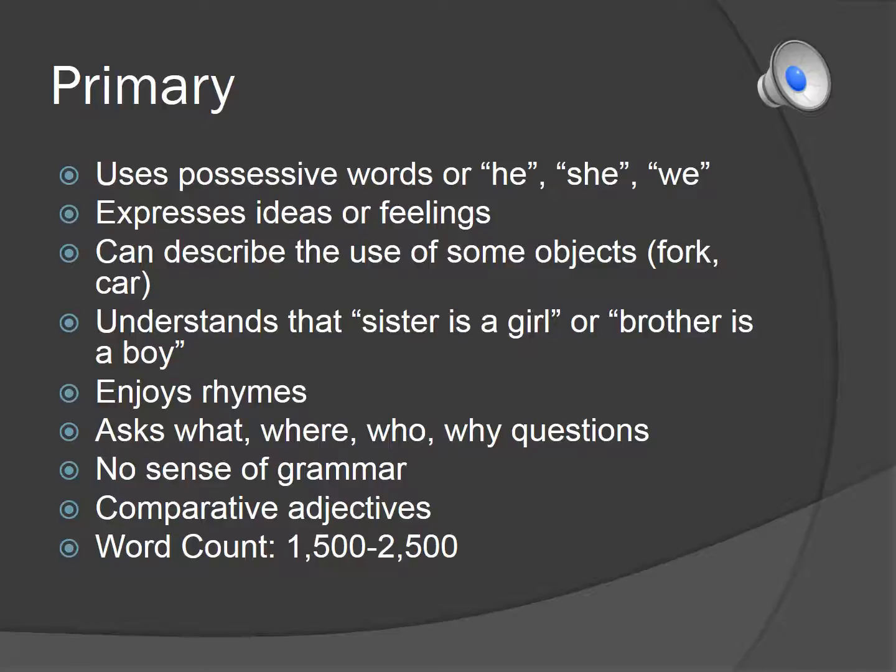They ask a lot of questions, especially what, where, who, and why. They don't really have any sense of grammar, and they can sometimes use comparative adjectives. And their word count tends to be between 1,500 and 2,500.